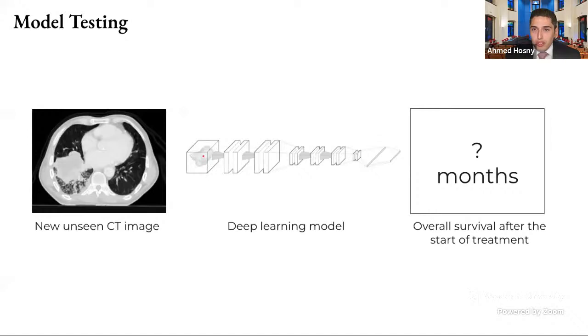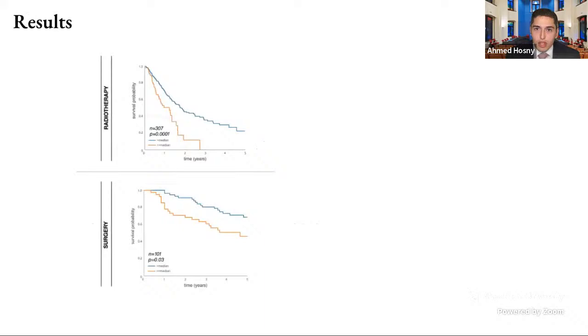Finally, we have model testing, where we provide the model with a CT image of an unseen patient for which we have a known associated clinical outcome. And we ask it to predict this clinical outcome and can then compare it with the value that we have. And this is essentially how we measure the performance of the model. We test this model on hundreds of patient images.